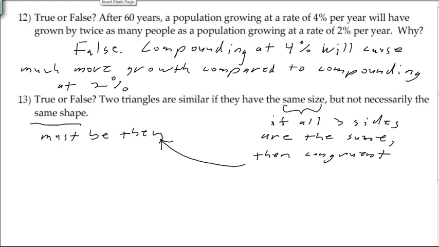On 12, which is going to grow faster? A population growing at 4%, or if it's going to be double. So if one's growing at 4% and the other one's at 2%, the question is, will it have grown by twice as many people than if it would have been 2%? Well, if you compound on 4% versus compounding on 2%, one curve will look like this, the other one will look like this. So the 4% is going to grow much faster.